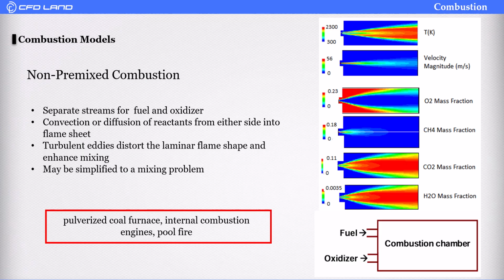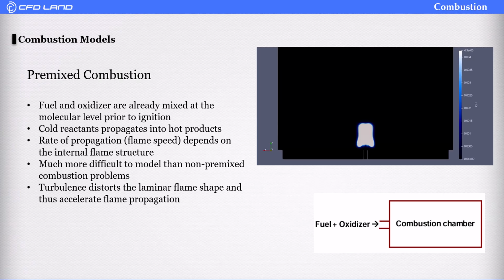This kind of combustion is used for furnaces, internal combustion engines, and pool fires. The next one is the opposite of the non-premixed model: the premixed model. It means that the fuel and oxidizer mix at the molecular level prior to ignition, before they enter the combustion chamber. Combustion occurs as a flame front propagating into the unburned reactants.